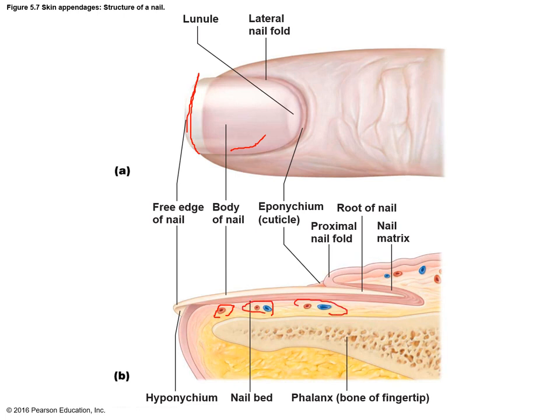The lunula is sometimes referred to as the moon. That's that whitish area right here. Notice that the nail, yes, the root of the nail is below the skin here, growing. And so the cells are actively growing here and pushing the nail out, as you're all aware, in this direction.